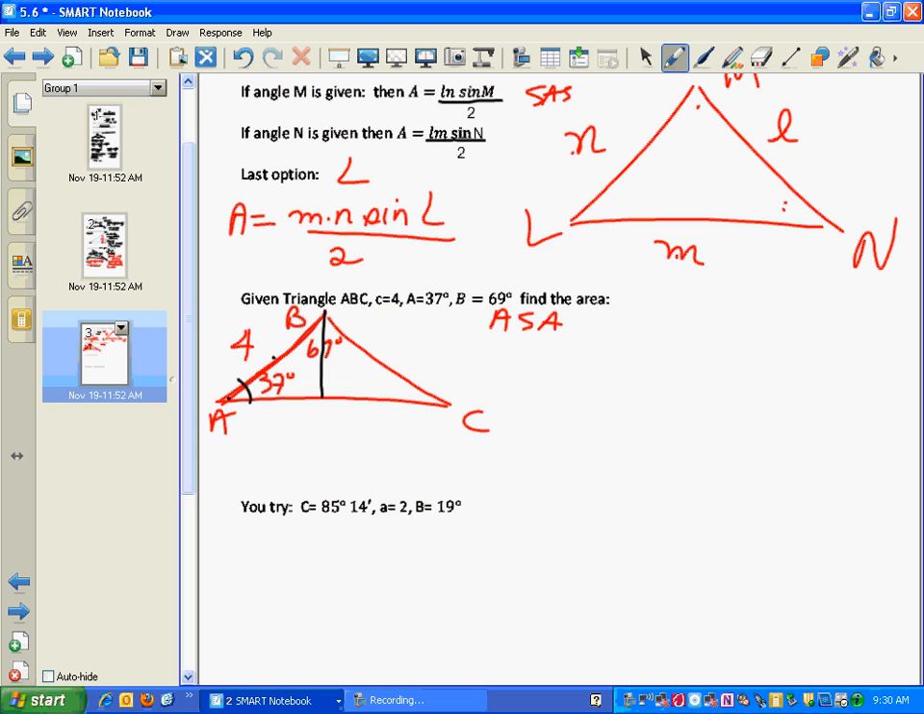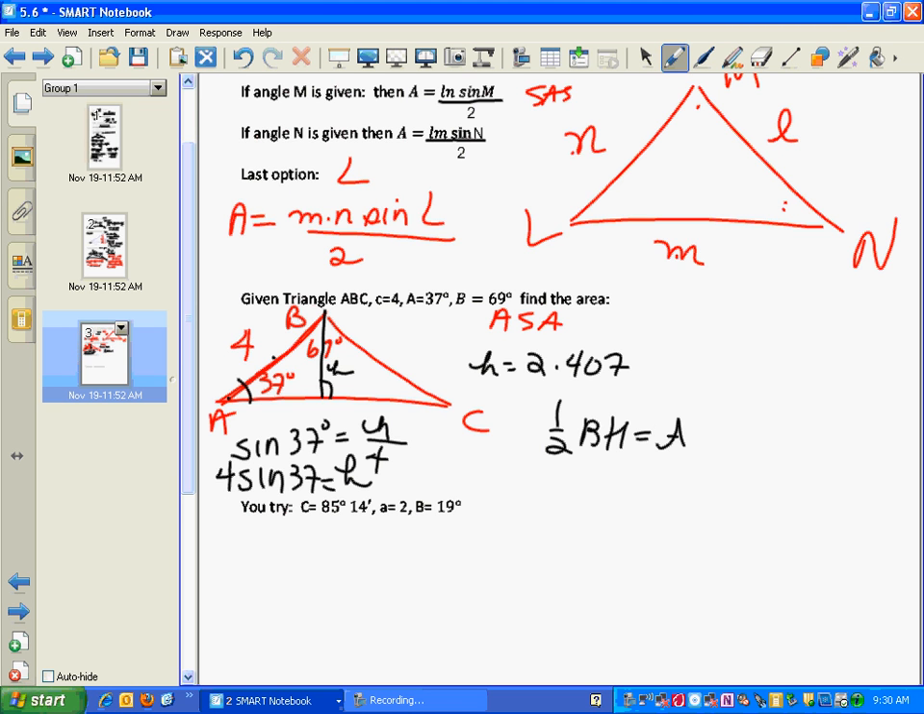It's not necessarily in half. You don't know that it's in half. It looks like it is because of the way I drew it, but you don't know that it's in half, Mario. Better? Okay. So given this, we're going to find the height. We're going to say that the sine of 37 degrees is equal to h over 4. So 4 sine of 37 equals h. What is your h? So h is 2.407.